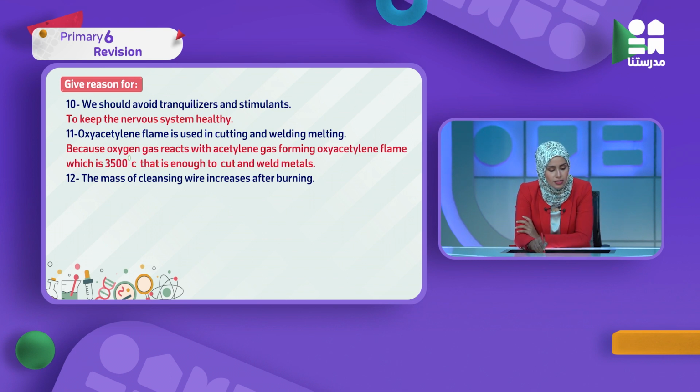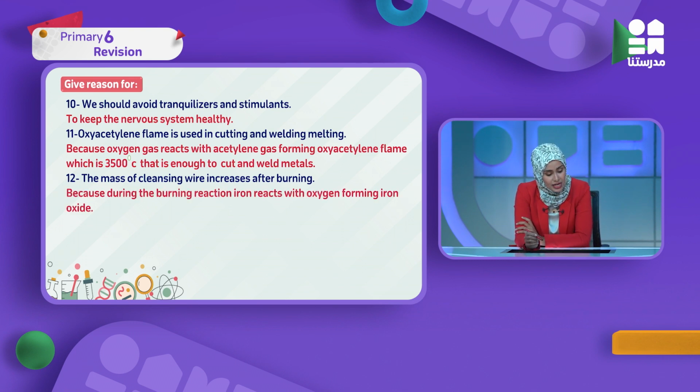Okay? So the mass of cleansing wire increases after burning because during the burning reaction, iron reacts with oxygen forming iron oxide. And the mass of iron oxide is more than the mass of iron. Iron and oxide together are definitely more than the iron alone.